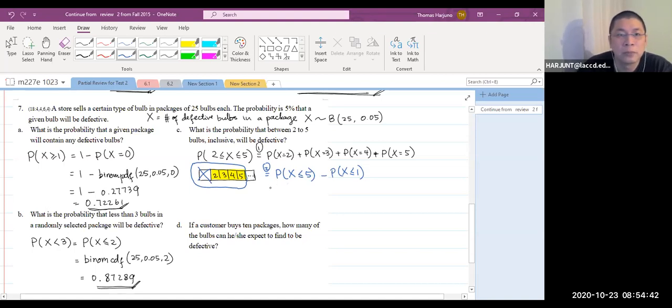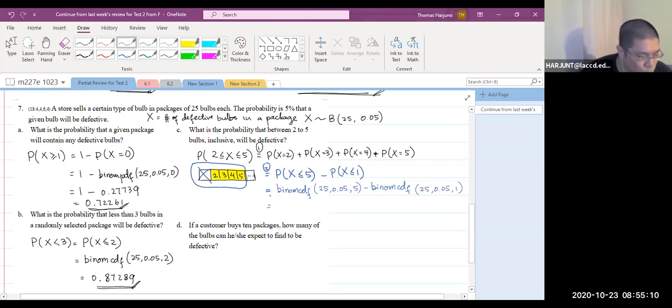Okay, that is binomCDF 25, 0.05, 5 minus binomCDF 25, 0.05, 1. And when you use your calculator, please give the number for each first before you subtract.